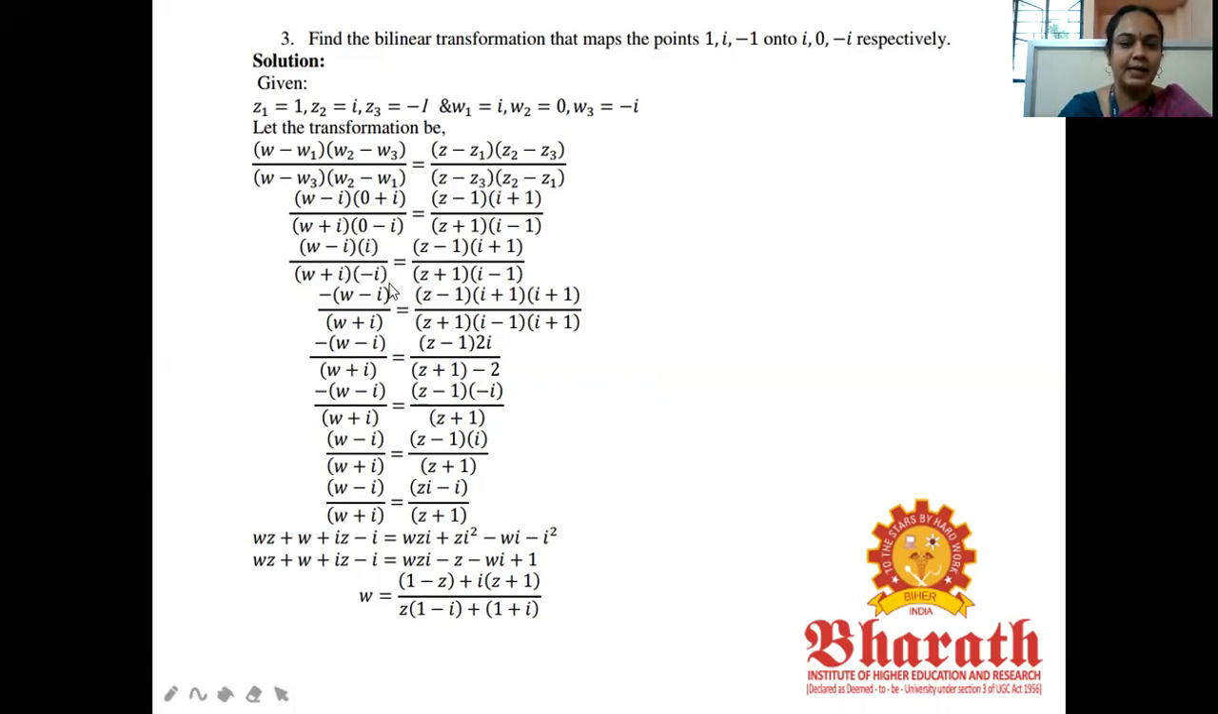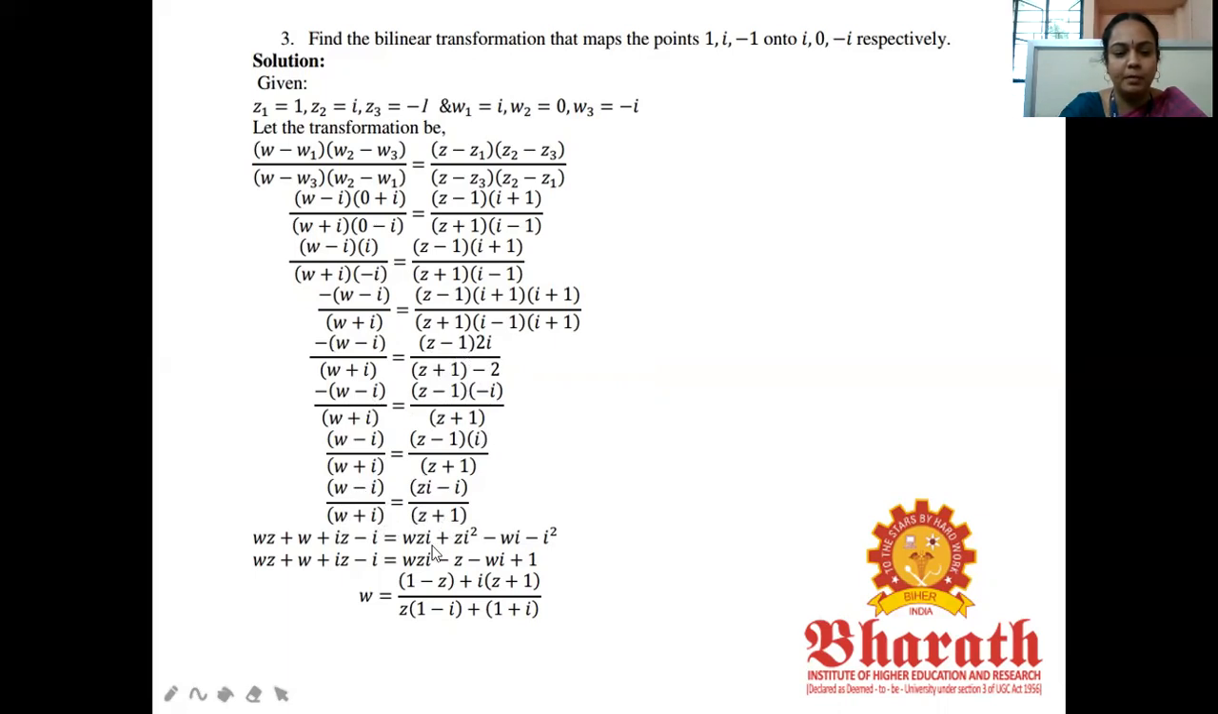Here i and minus i cancel. The remaining terms we keep as they are. Then 1 minus i is in the denominator, so to avoid the i in the denominator, multiply and divide by the conjugate of the denominator. We get (i plus 1) into (i plus 1), then minus (omega minus i) by (omega plus i), and then (z minus i) into 2i by (z plus 1) into 2 minus 2. Then arrange the terms, just a simplification. We get (omega minus i) by (omega plus i) equal to (zi minus i) by (z plus 1).